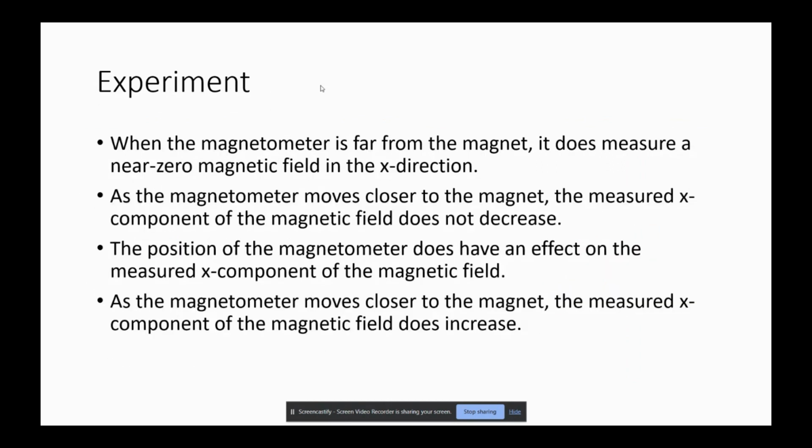When the magnetometer is far from the magnet, it does measure a 0 magnetic field in the x direction. As the magnetometer moves closer to the magnet, the measured x component of the magnetic field does not decrease. The position of the magnetometer does have an effect on the measured x component of the magnetic field. As the magnetometer moves closer to the magnet, the measured x component of the magnetic field does increase.